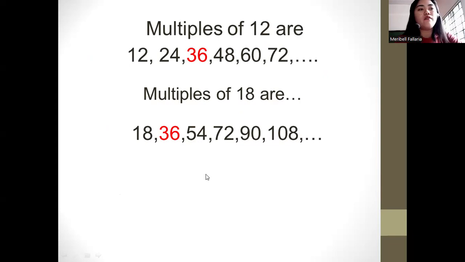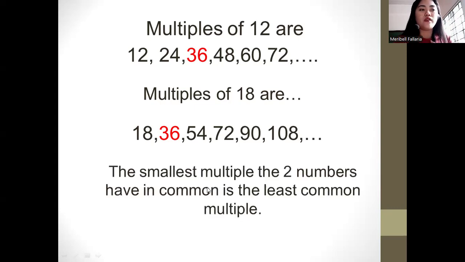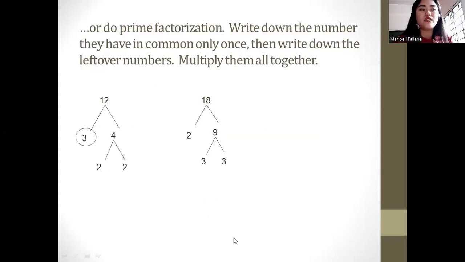Okay, diba here, we have two common multiples in 12 and 18. We have 36, 72, but we're going to choose the lowest. What is the lowest between 36 and 72? We can have 36 as the lowest. The smallest multiple the two numbers have in common is the least common multiple, which is 36. Okay, let's try. Diba kanina yung ginamit natin is listing method.